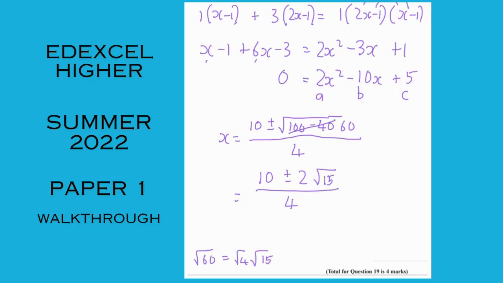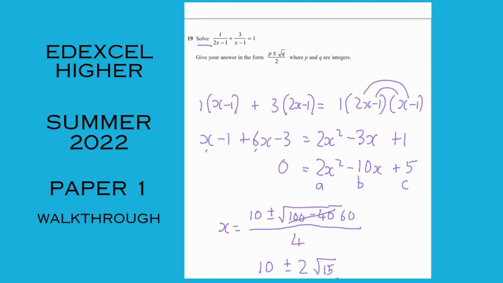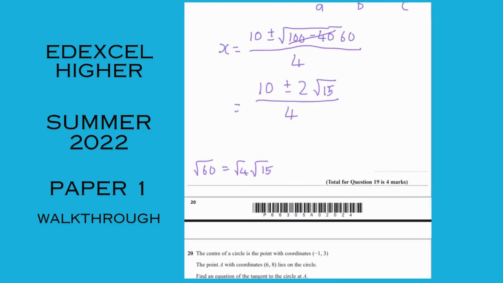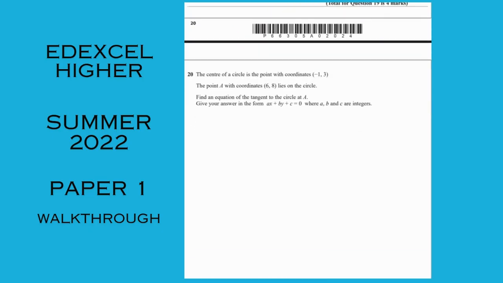So every term on the top and bottom, and that's also the reason why there is no number in front of the radical there, because it disappears. All these numbers are even. Halve the 10, halve the 2 root 15, halve the 4. On we go.